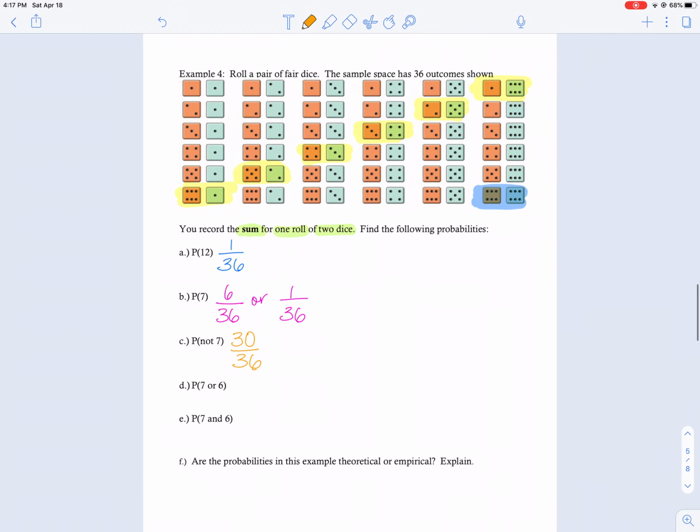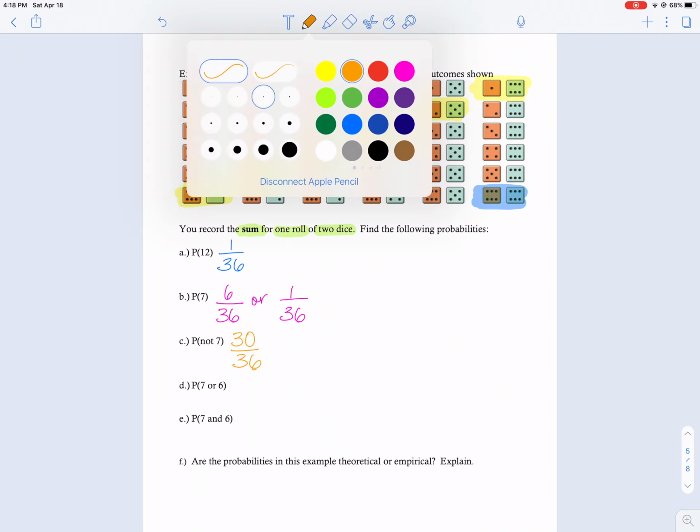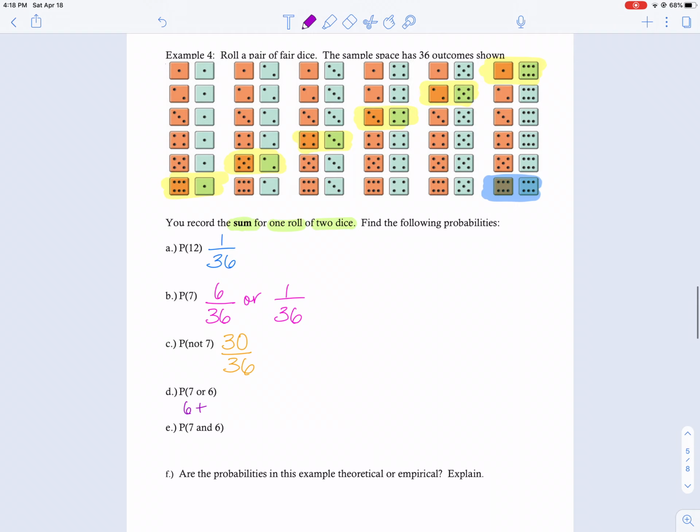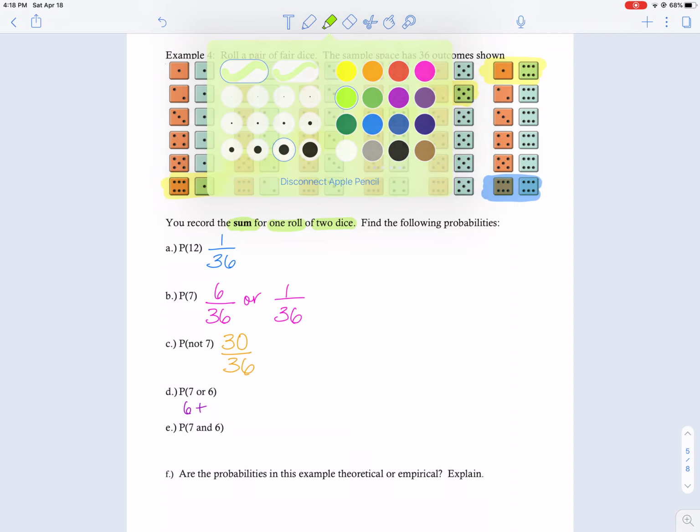Okay, what's the probability that the sum is a 7 or the sum is a 5? So we know the probability that you roll a sum of 7, there were 6 of them. How many of them have a sum of 5?